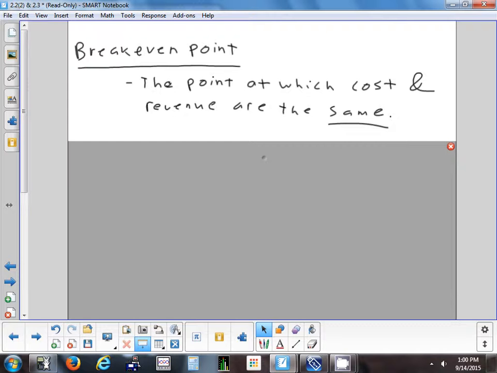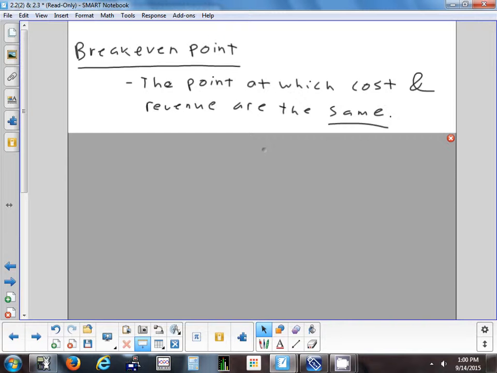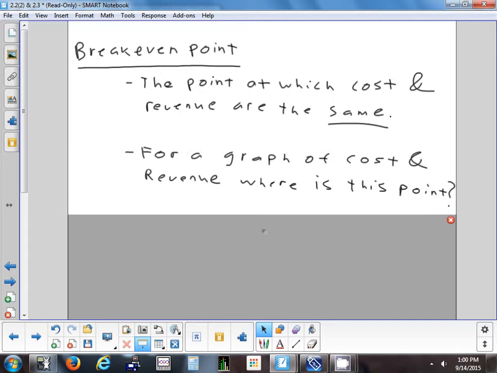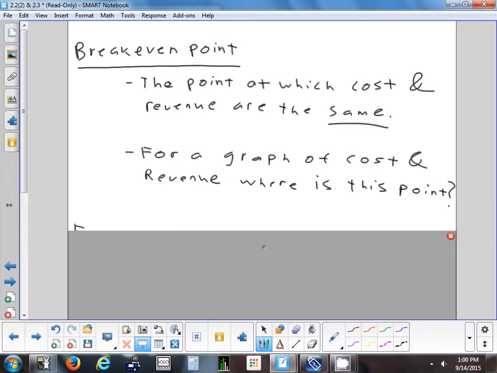All right. So the break-even point. We're still going to use that last example, so don't clear it yet. The break-even point is where your cost and your revenue are the same. Where would that happen on the graph we just drew? Where they intersect. Yeah, it's where the two lines intersect.